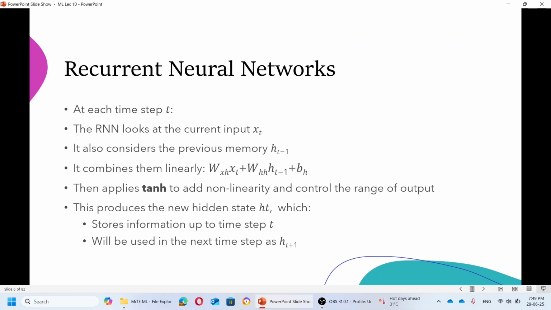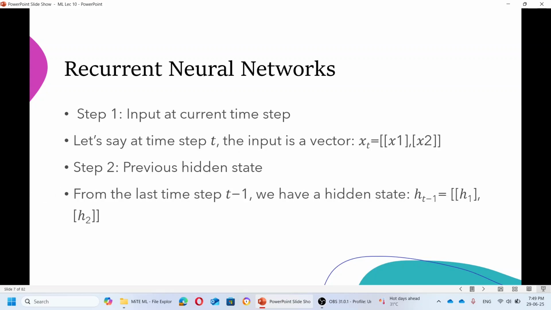For example, whatever the value of the previous output h was, if I multiply it by Whh, say it is 0.5, it means only 50% of that value will be added into this Wxh xt plus bh, and then we apply tanh to add non-linearity. This produces a new hidden state ht.